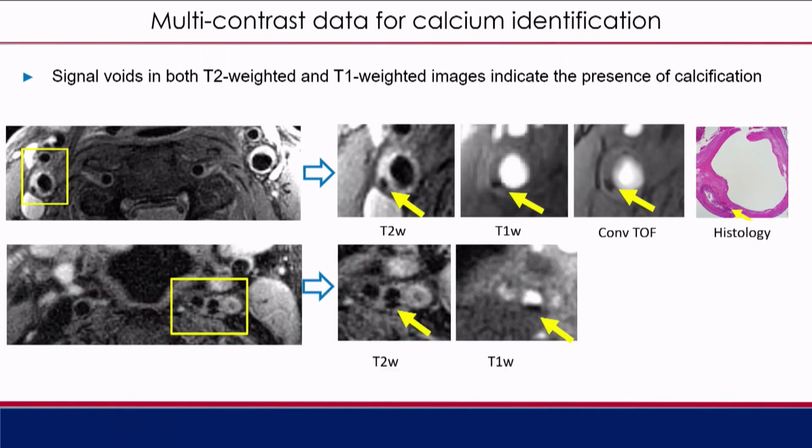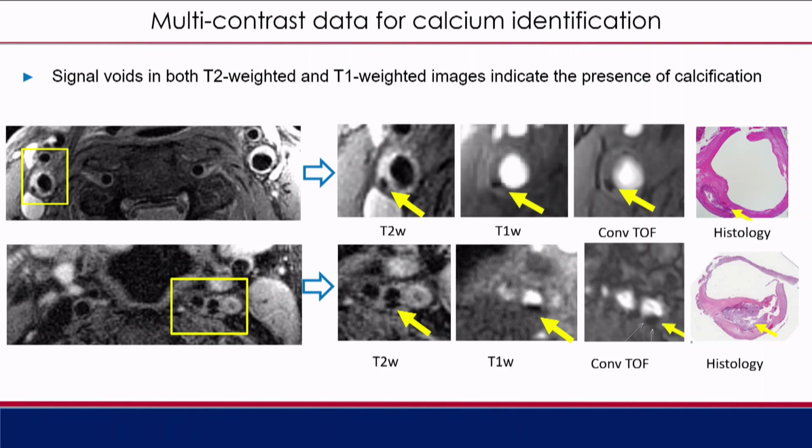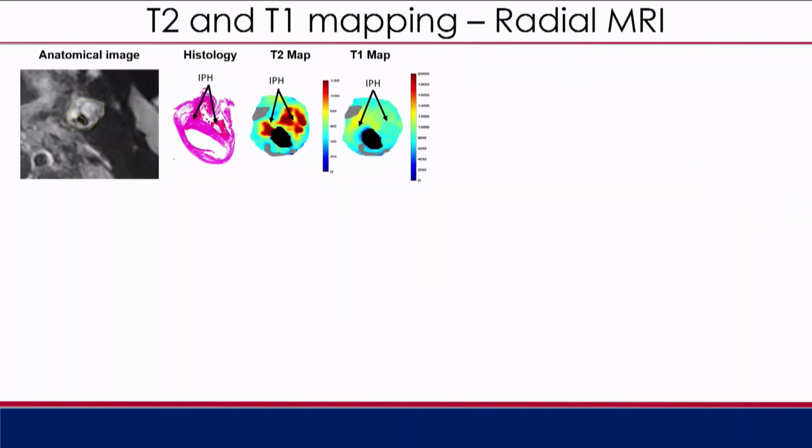This is another case where actually the area of suspected calcium is very close to the lumen, so sometimes it's very hard to tell if you only look at the T2 weighted image. But if you look at the corresponding T1 weighted image that was acquired in this set, then you can very clearly see where's the lumen and where's the calcification. Again, in comparison, this is verified with a conventional time of flight and also with histology. So with all that information, you can have a better picture of what's going on in the plaque.